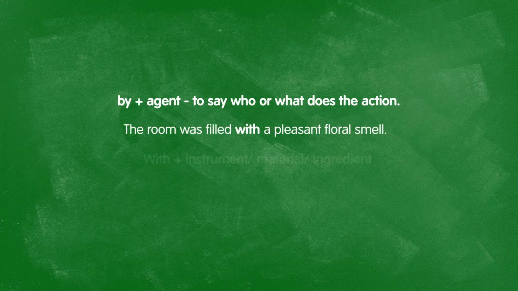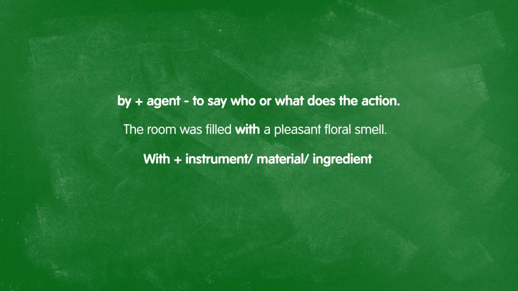However, this isn't the only way that we can use the passive structure. Another example of passive voice is that I can say, the room was filled with a pleasant floral smell. And here we use with, combined with an instrument, material, or ingredient to give more information about the smell itself and about the room. The room was filled with a pleasant smell. The room now smells pleasant, like flowers.